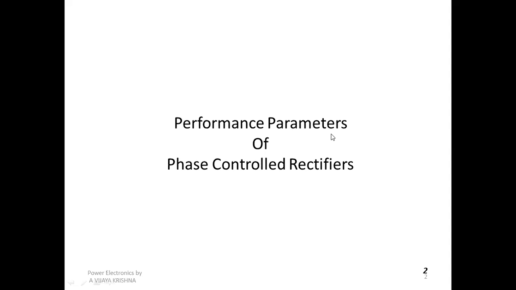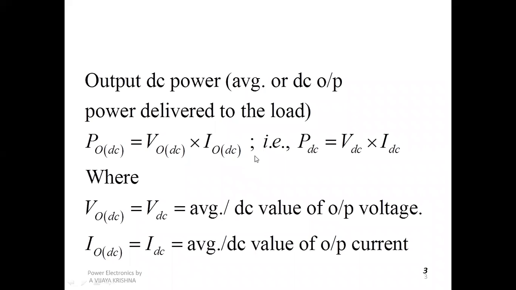What about the RMS value? The RMS value should be 1 by root 2 pi of (pi minus alpha plus 1 by 2 sine 2 alpha). This is the expression derived in the previous session for this single phase half controlled rectifier. Now, what are the performance parameters we observe?